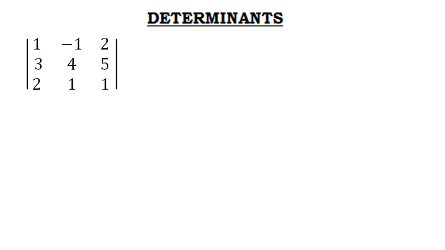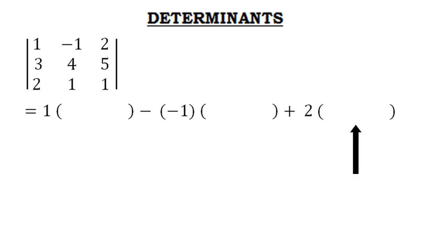Let's take a look at an example. To find out the value of this determinant, write down the top 3 numbers of the given determinant. Put brackets against each of these numbers, insert a minus sign in front of the middle term and a plus sign in front of the last term. We now fill up these blank brackets.